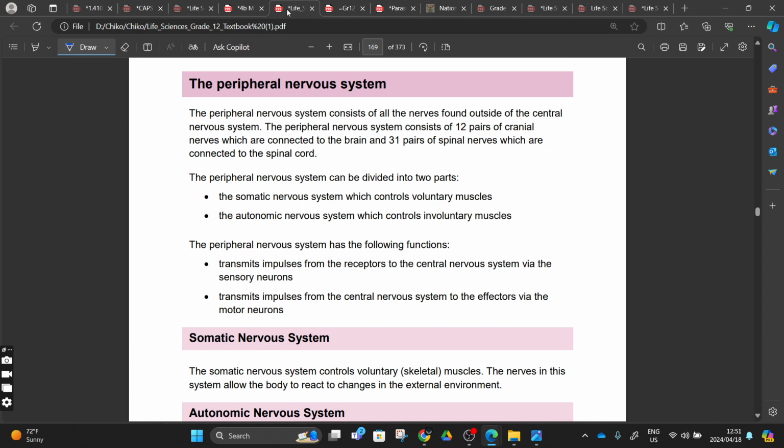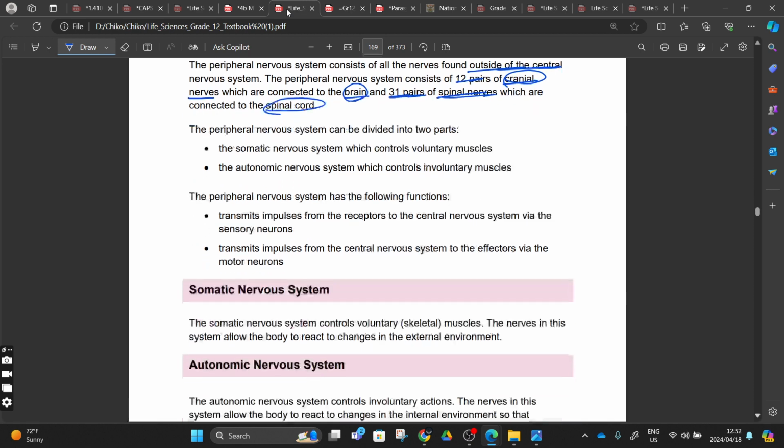The peripheral nervous system consists of all nerves found outside of the central nervous system. It consists of 12 pairs of cranial nerves, the ones we find on our skull, which are connected to the brain, and 31 pairs of spinal nerves, which are connected to the spinal cord. We have two types of nerves, the cranial nerves and the spinal nerves.